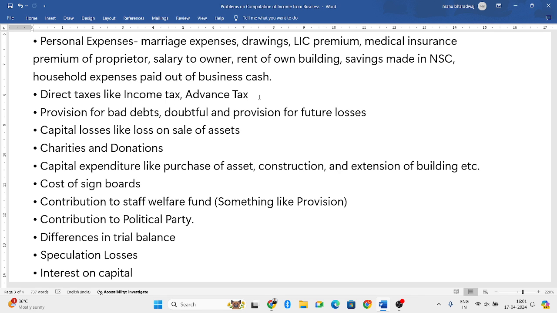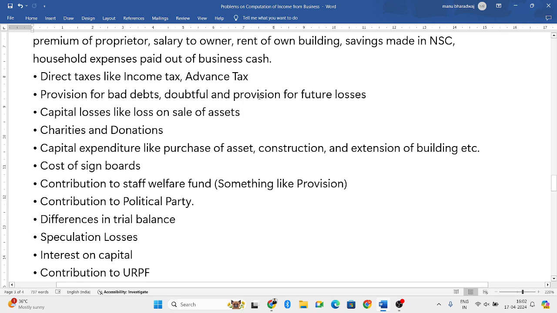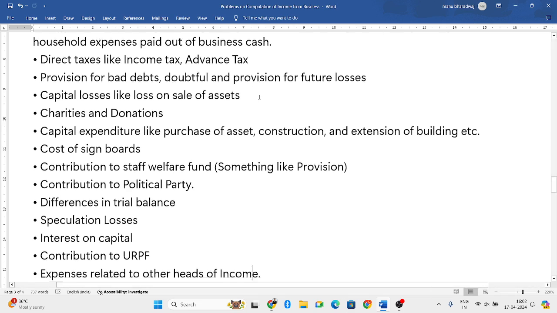Charities and donations. If you are interested in giving a charity or donation, then you have to give it after paying tax. For the purpose of computation of tax, we don't allow it. If you have paid the charity and donation, that is your wish, business wish. But income tax doesn't give an admissible deduction on this. So it is an inadmissible expense. If you want, you give charity and donations, but after paying tax. That is what the IT Act says.